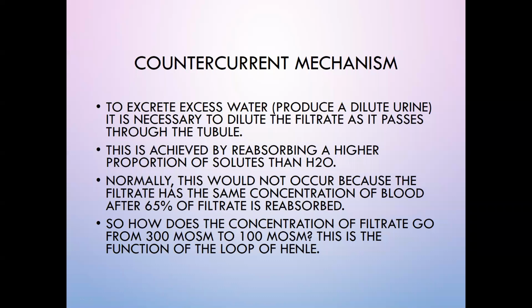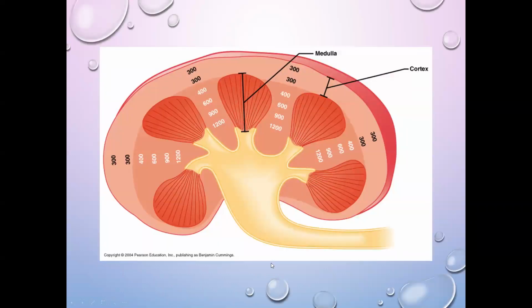And so we need to revisit those tissue characteristics so that we can see how it is possible to go from 300 milliosmoles to 100 milliosmoles. So we need to take a look at a cross section through a kidney, and we need to look at the interstitial fluid concentration, or the osmolarity, of the cortex, and then we need to look at the osmolarity of the medulla. In all portions of the cortex, the osmolarity is 300 milliosmoles.